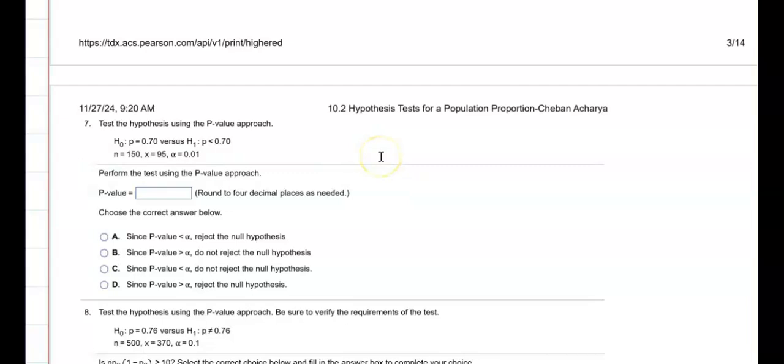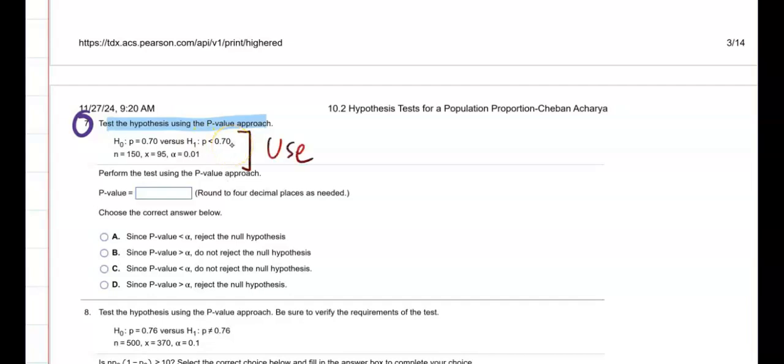Question number 7. Again, test the hypothesis using p-value approach. So you're looking for p-value. Obviously, you don't have to find the critical value and test the statistics. You just need to find the p-value here and look for alpha. So you put this data in the calculator. I'm not going to do that. I did that before. This is the left tail test.